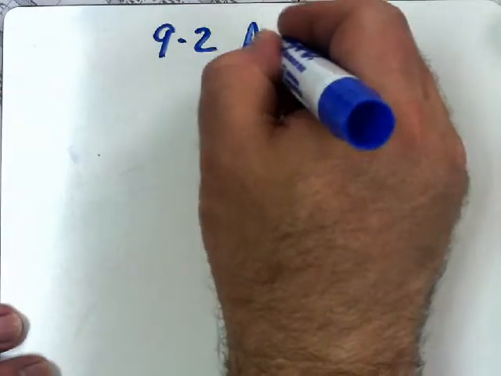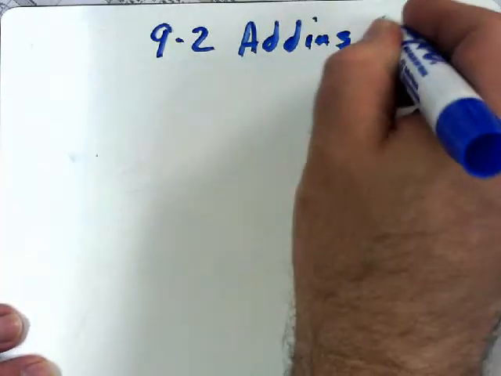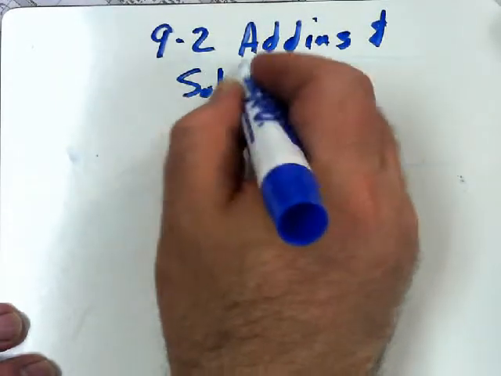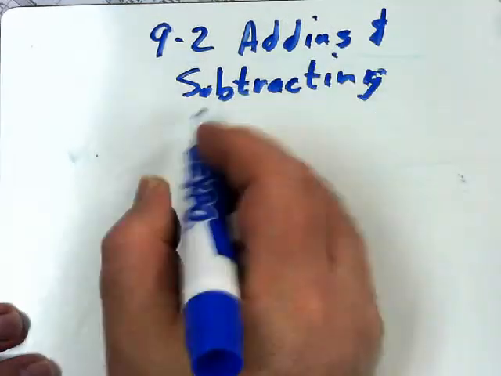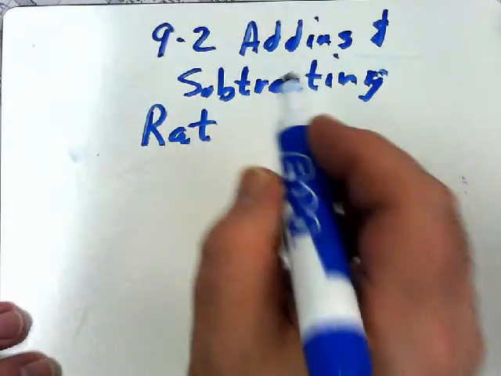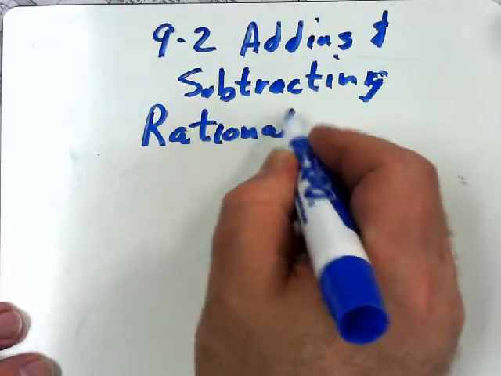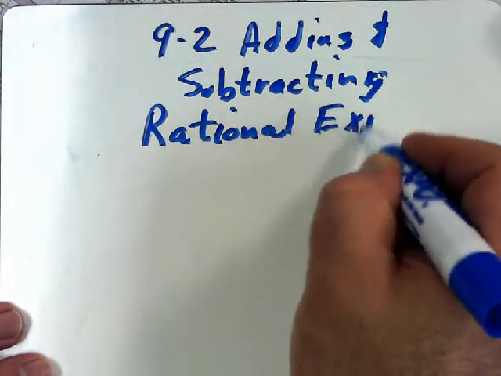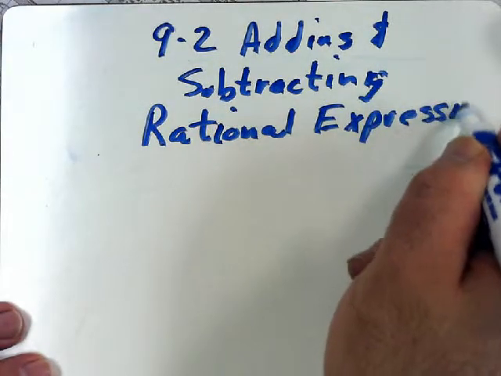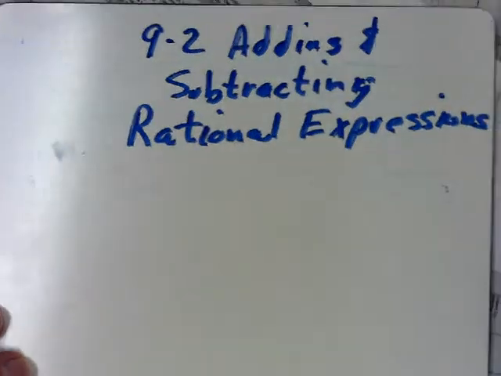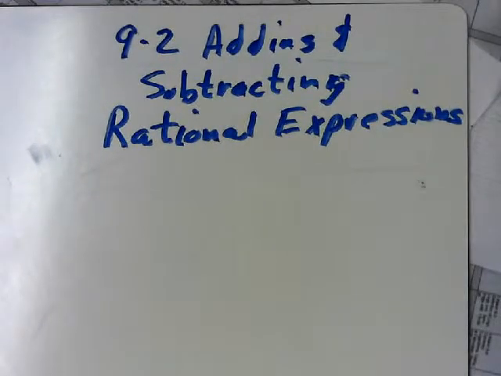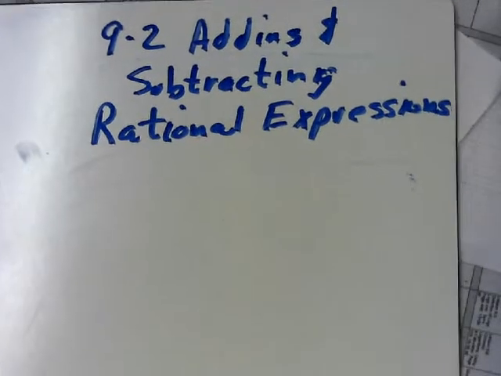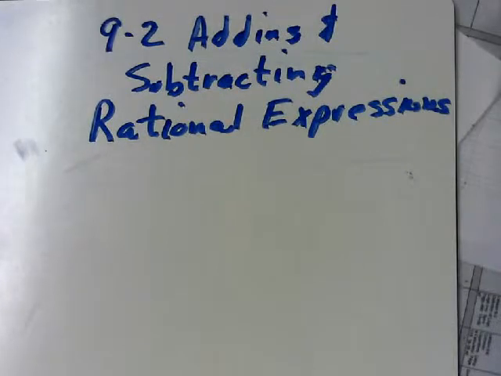Adding and subtracting rational expressions. Which means that I'm probably going to have x's and y's and all kinds of things, binomial terms and everything. But let's take a step backward in time.